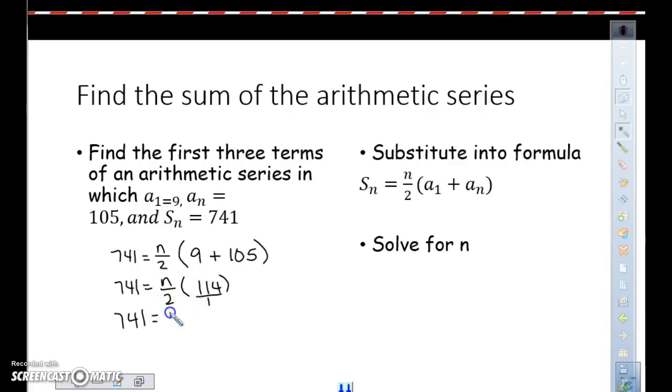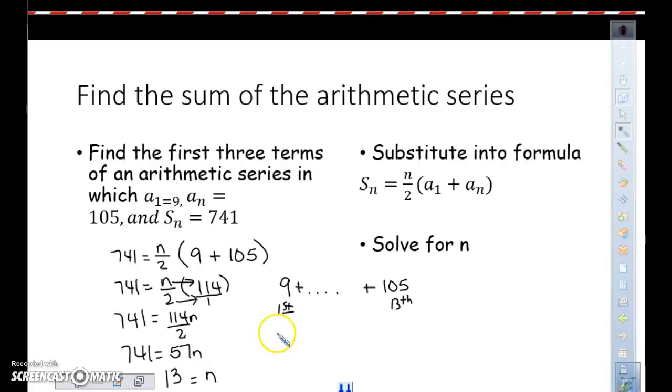Let's clean this up. So that's 114 over 2, multiply across, n. 114 divided by 2 is 57. So we're going to have 13 terms. So we have 9 plus all the way up to 105. And this is going to be the 13th term, and this is the first.